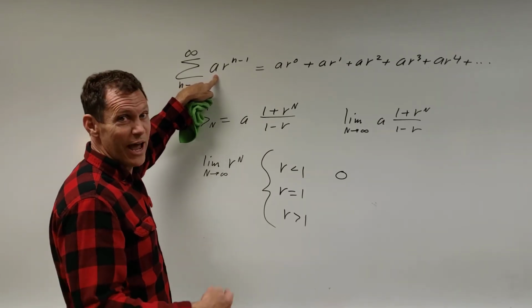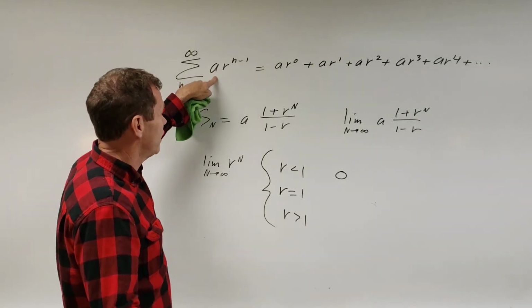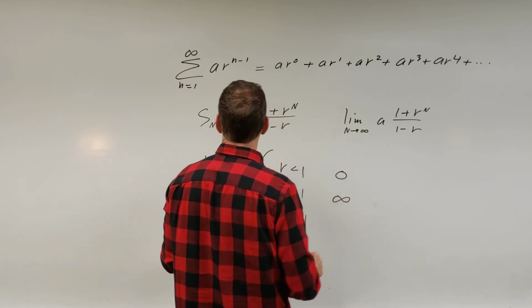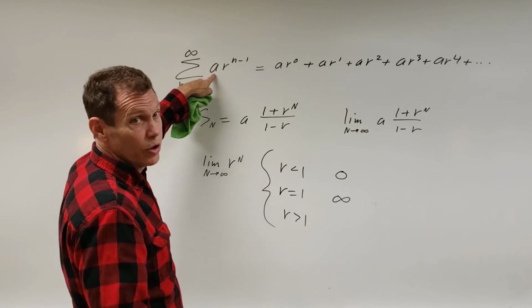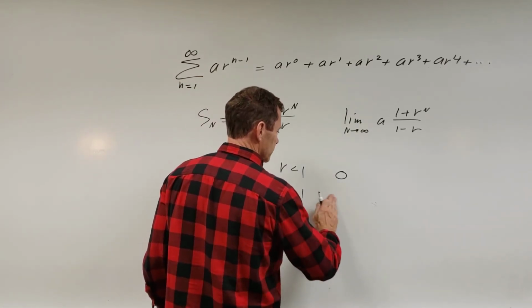If a is a half, plus a half is 1, plus another half is 1.5, plus another is 2. So added up enough a's, this guy will blow up. So if r is equal to 1, this guy will go to infinity. Or if a is negative, it will go to negative infinity. So this guy will diverge.